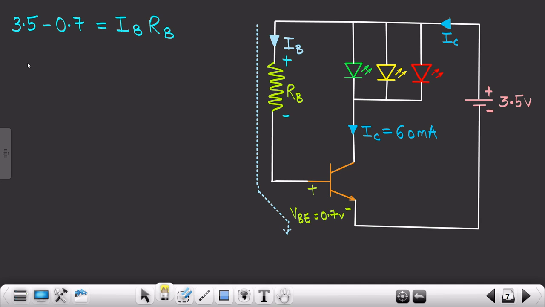Now that we know the value of IB, we can easily calculate the value of RB. So my RB would be equivalent to 3.5 volts minus 0.7 volts divided by the value of IB. The value of IB was 0.545 milliampere. Let me calculate this value: 3.5 minus 0.7 divided by 0.545 times 10 raised to minus 3, and this value pans out to be 5.137 kilo ohms.